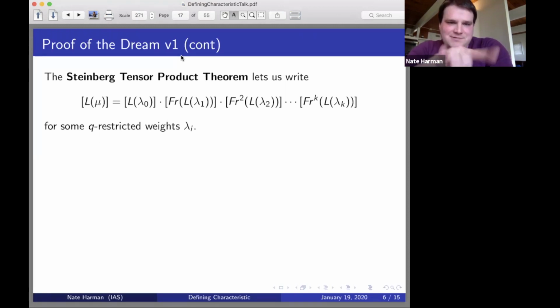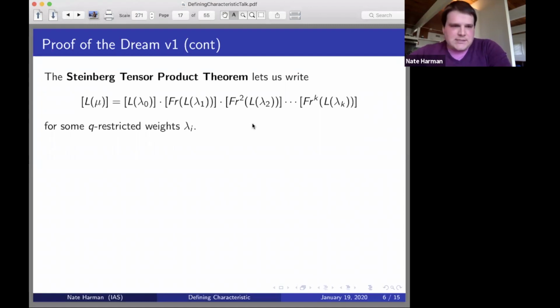Each one of these tensor factors itself might be a tensor product of things that are p-restricted and their p-Frobenius twists, but you can group them in chunks. If q is p cubed, you take three of them at a time. Anyway, it's just the q version of the Steinberg tensor product theorem.